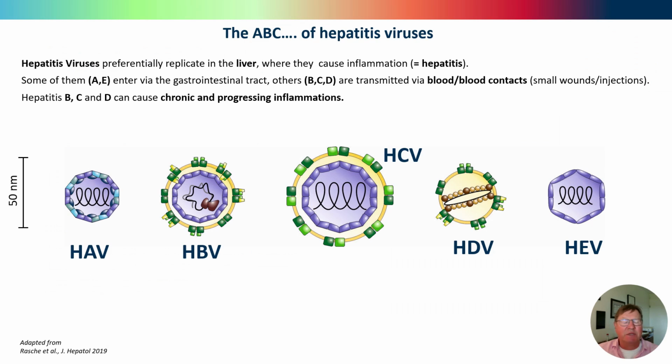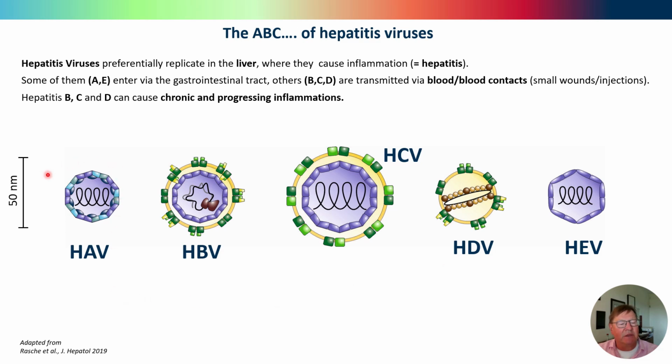Let's start with the ABC of hepatitis viruses. Hepatitis viruses preferentially replicate in the liver, where they cause inflammation, which we call hepatitis. Some of them, the hepatitis A and E virus, enter via the gastrointestinal tract. Others, B, C, and D, are transmitted via blood contacts, for example, by small injuries and wounds. Now, in contrast to A and E, the hepatitis B, C, and D virus can cause a chronic infection that has a progressive inflammation.